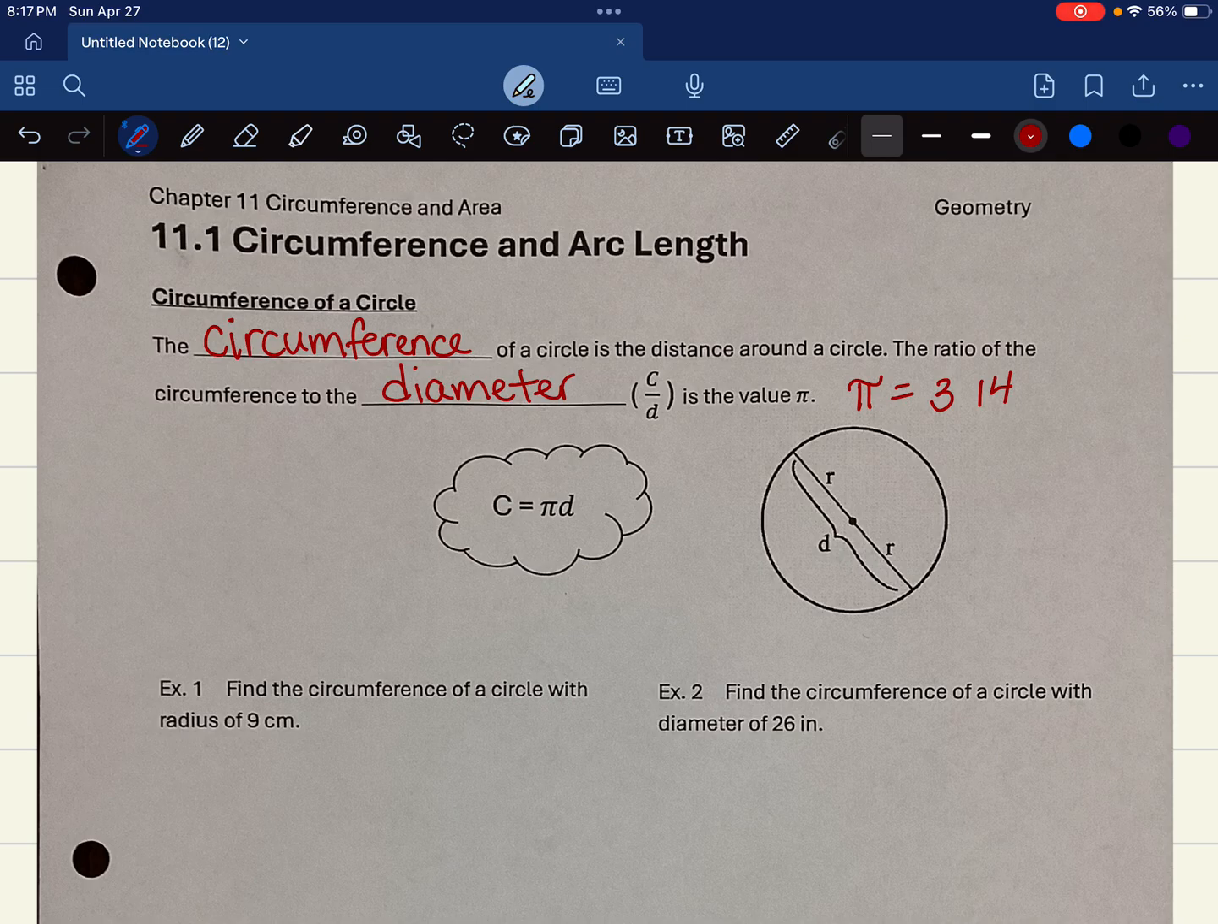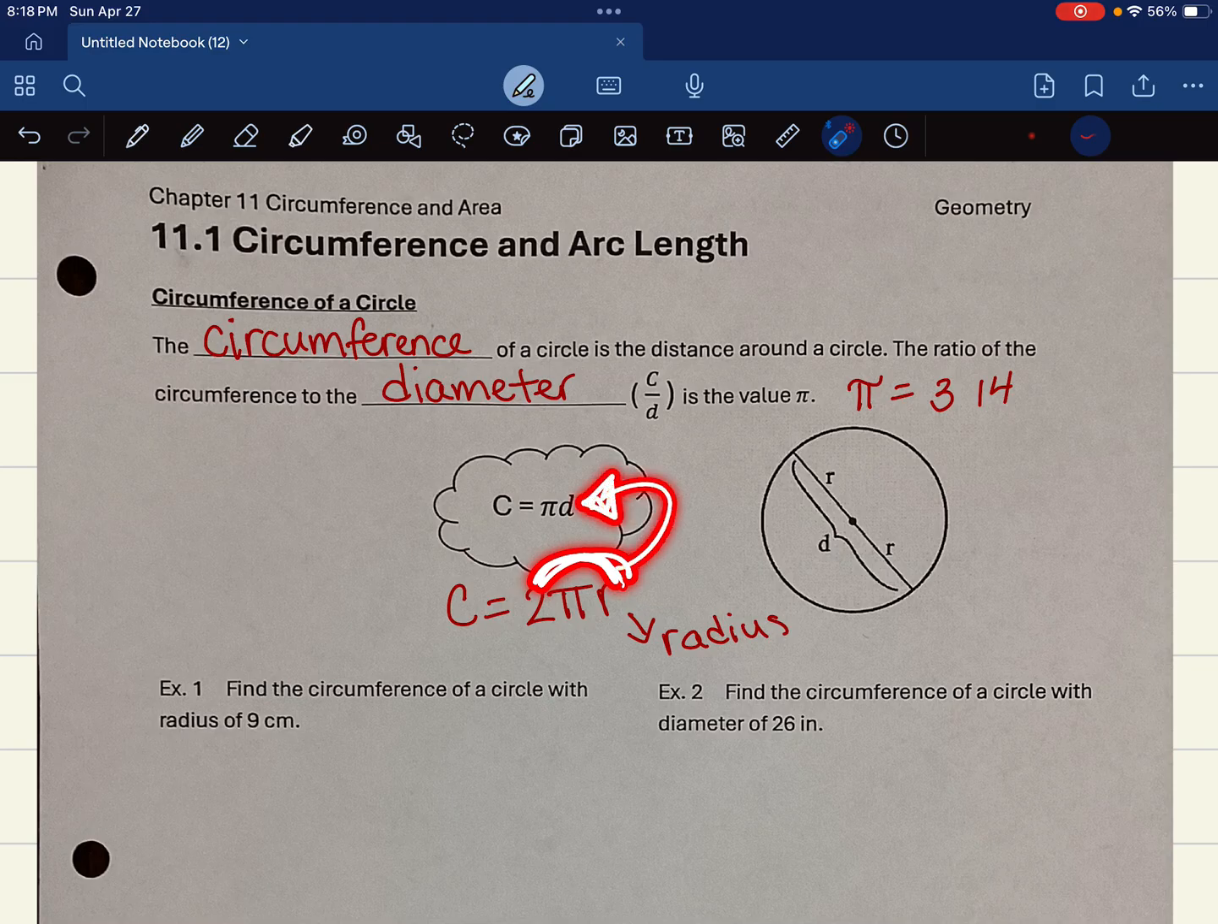Given to you in this little bubble is the formula for circumference, which is pi times diameter. The other formula you could use is 2 pi r. This is when you're given the radius, right? This works because we know that the diameter is twice the radius. So that's why both formulas will work. You can use whichever formula you want, depending on if it gives you diameter or radius.